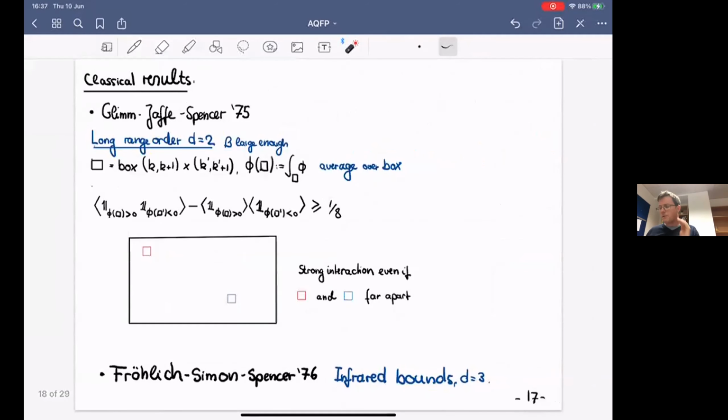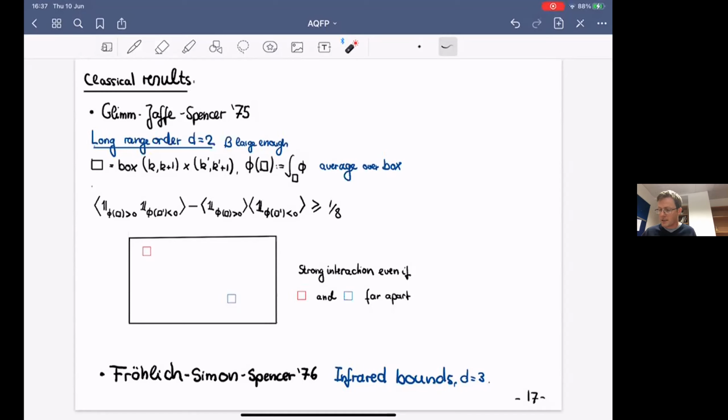Before I go into our result, let me not hide the fact that this is of course classical. People have been looking at this a long time, and there's in particular this famous paper by Glimm, Jaffe, and Spencer, also from the 70s, who observed exactly this long-range order phenomenon for large beta in the two-dimensional case. So this was strictly for the two-dimensional case.